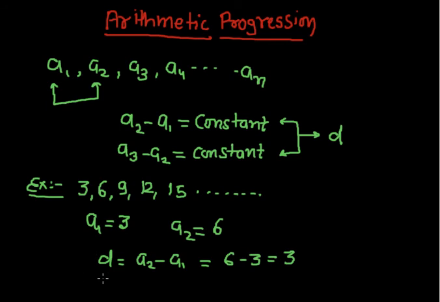Now if it is an AP, then the difference of any two terms should be constant. That means if I get A3 minus A2 equal to 3, then it would be in AP. Now let us check this one. 9 minus 6 is equal to again 3. There is a common difference 3, so this would be in AP.